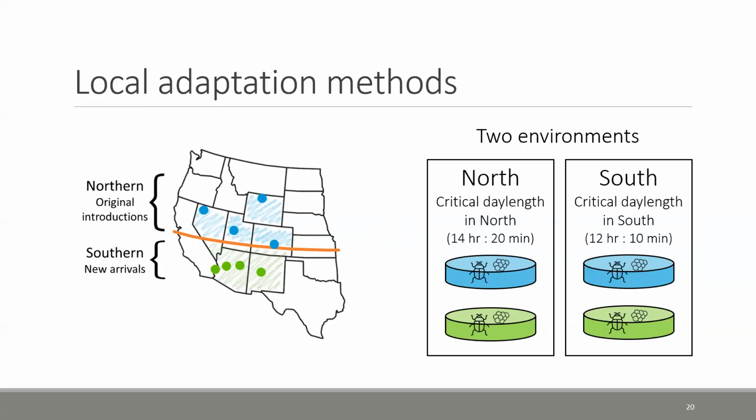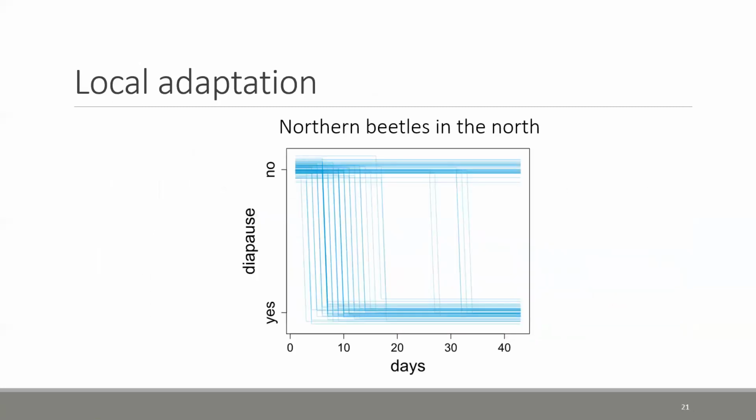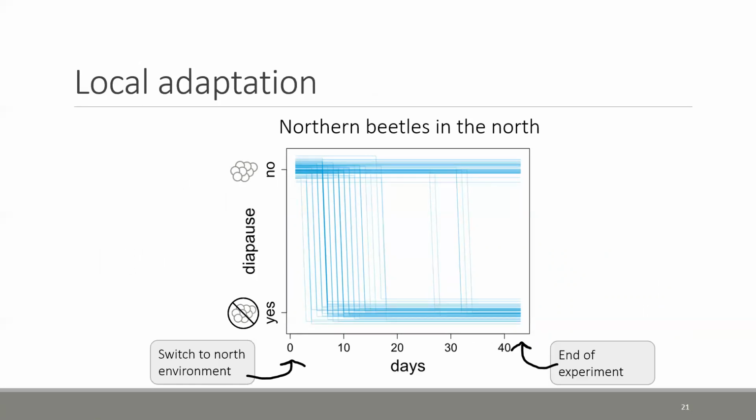So I'm going to show my results in plots that look like this one. I'm going to explain one here, and then I'll show you the rest on the next slide. To determine whether beetles were in diapause, we looked at whether they were laying eggs. When they were laying eggs, they were not in diapause, and when they stopped, we knew they had entered diapause. Day 0 of the experiment is when we put the beetles into the day length treatments, and on day 43, we ended the experiment because this gives them plenty of time to respond to their environment.